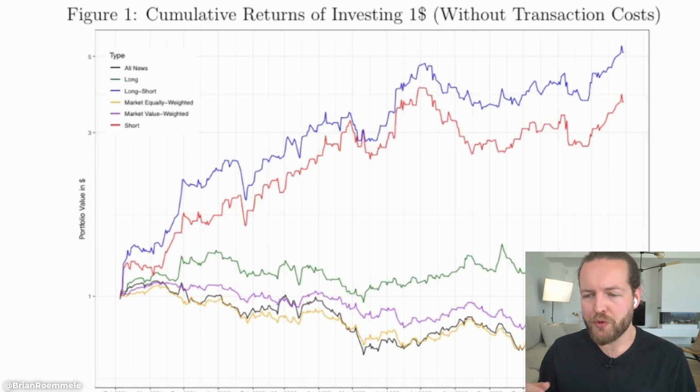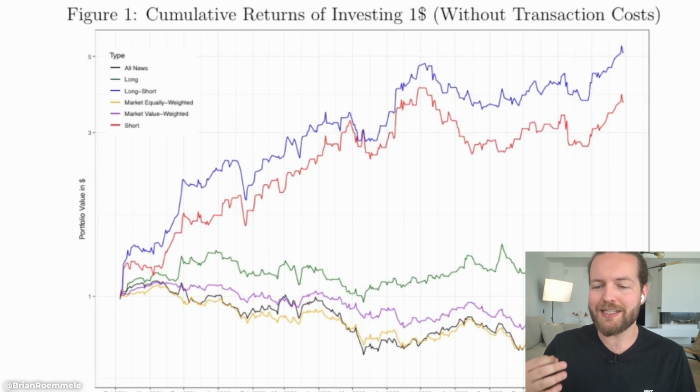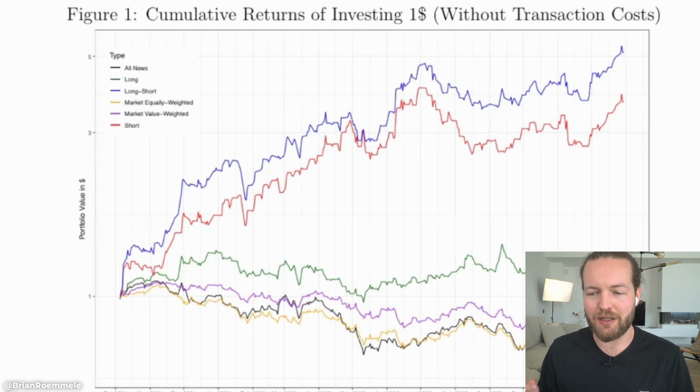The all news black line corresponds to an equal weight portfolio in all companies with the news the day before. The green line corresponds to an equal weighted portfolio that buys companies with good news according to ChatGPT 3.5. The red line corresponds to an equal weighted portfolio that short sells companies with bad news according to ChatGPT 3.5.